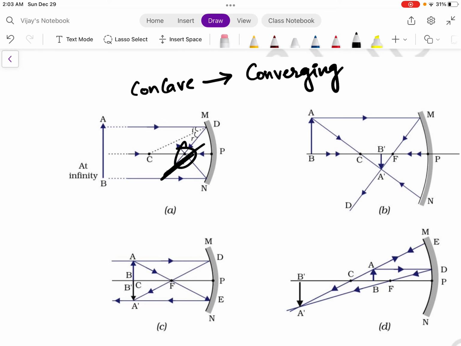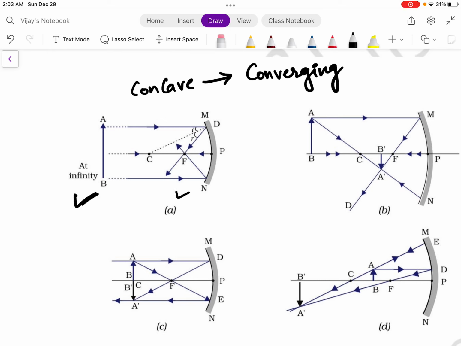So you can see here the first diagram. Where is the object? Position at infinity. Where is the image position? At the focus. How is the image sized? Point sized. And where is the image, left side or right side? Left side. That means I can see it on a screen. So this image is a real image, and a real image, you already know, is inverted.